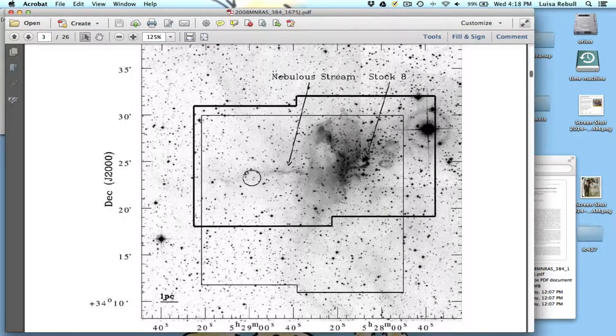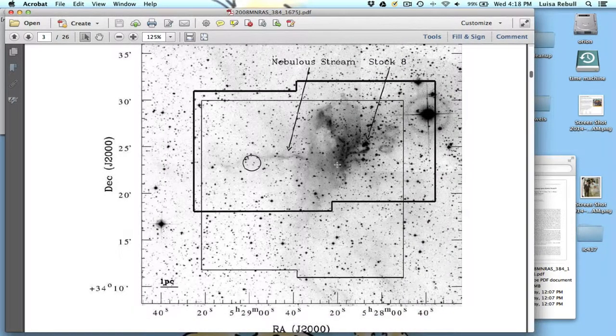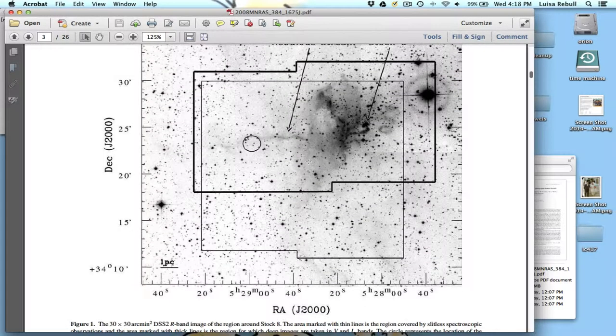This is that nebulous stream, which they see faintly in this optical image, but we see very prominently in the WISE images. And so the cluster that they're talking about is right here, which is good, because we're seeing point sources all along this tail. So this suggests to me that they have not done everything in this region that we can do. In other words, there's lots of discovery space left.